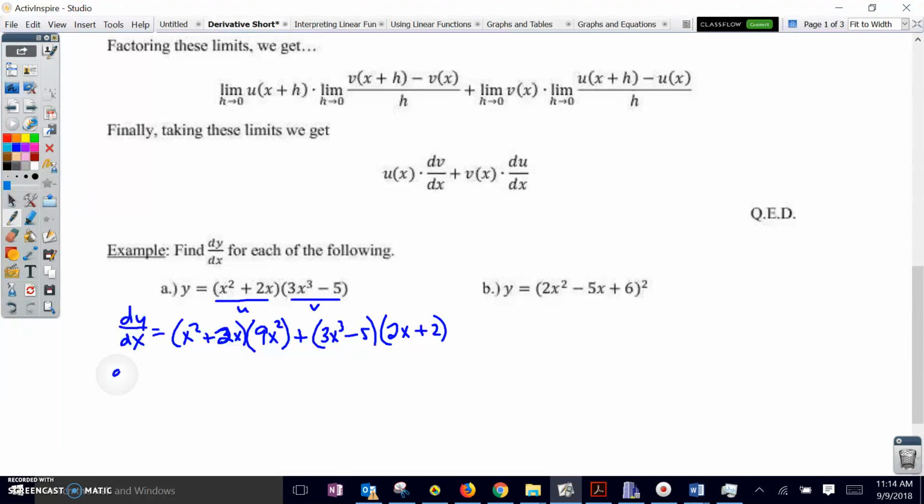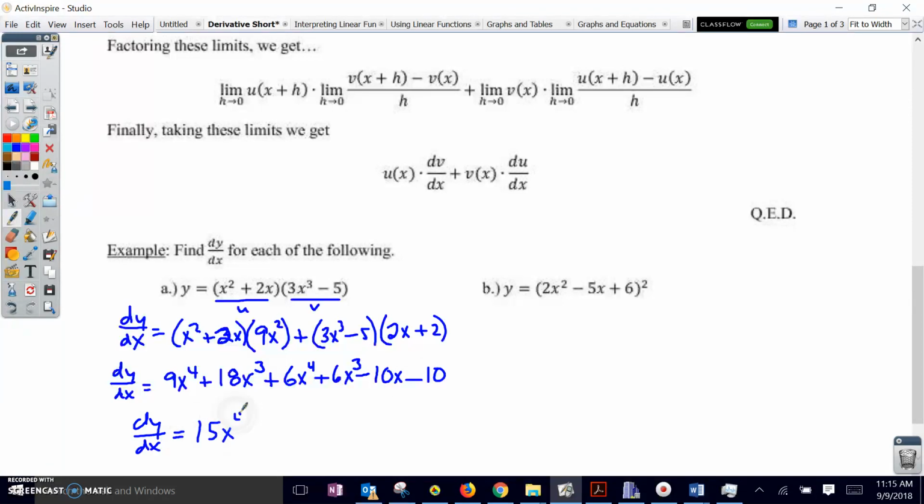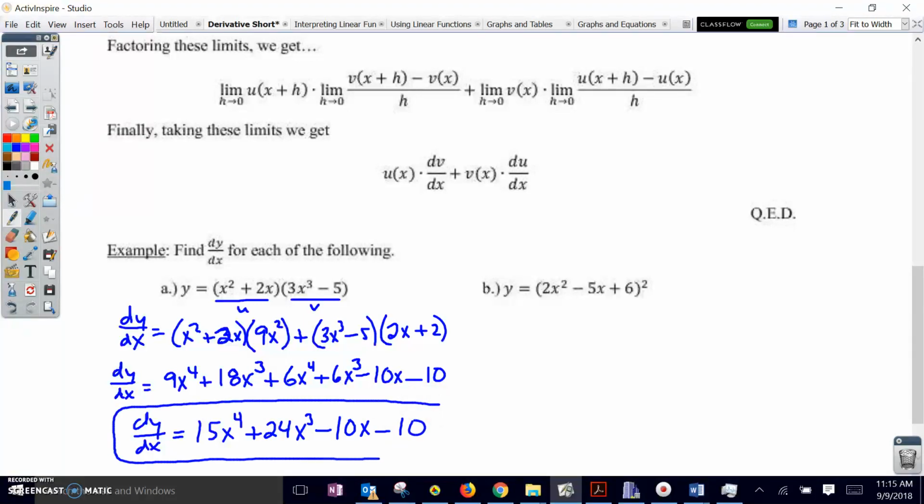And now I'm going to go ahead and simplify this. And so let's see, I've got 9x to the fourth plus 18x to the third. And then when I expand the second set out, I've got 6x to the fourth plus 6x to the third minus 10x minus 10. And now I want to combine my like terms to arrive at my final derivative, which is going to be 15x to the fourth plus 24x to the third minus 10x minus 10. And that's the derivative of the product of those two original functions.